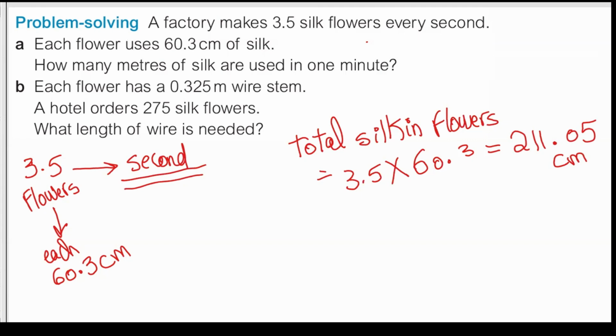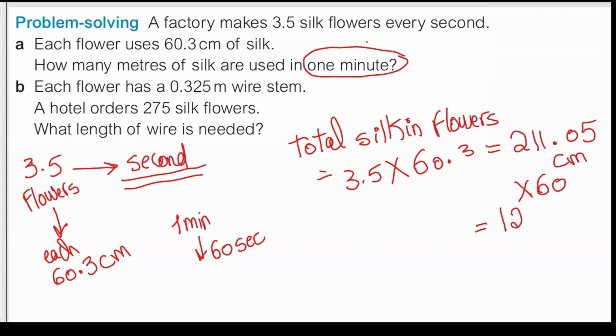Now the question is asking in 1 minute. So 1 minute has 60 seconds. So you need to multiply this number by 60 to figure out how many in a minute. And your answer will be 12,663 centimeters of silk in 1 minute. So this was for question A.